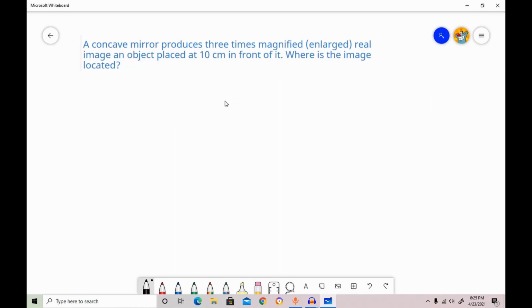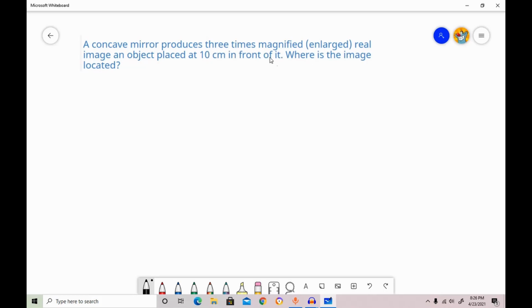So here it is. A concave mirror produces a 3 times magnified, enlarged real image of an object placed at 10 centimeter in front of it. Where is the image located? So here m is given. What is m given? 3 times. It is 3 only.